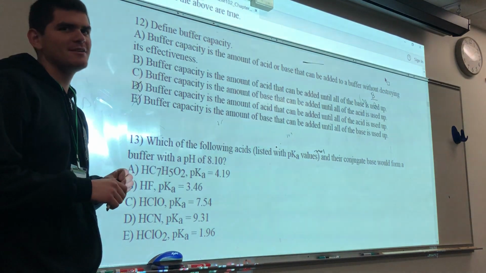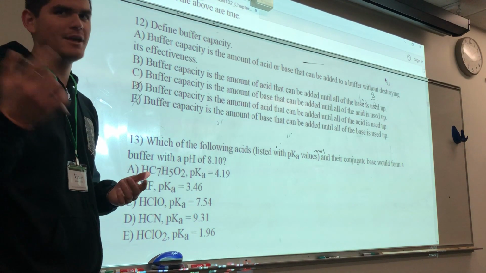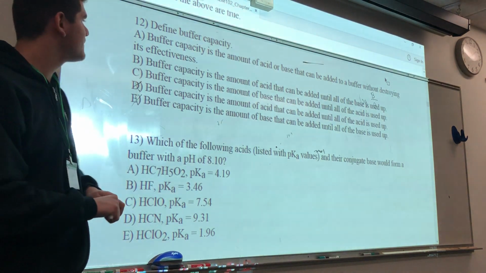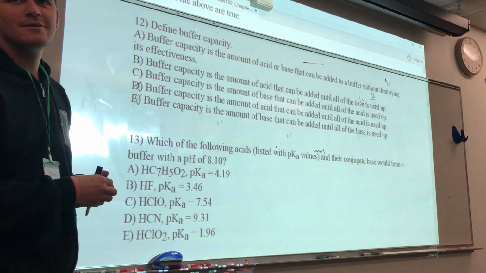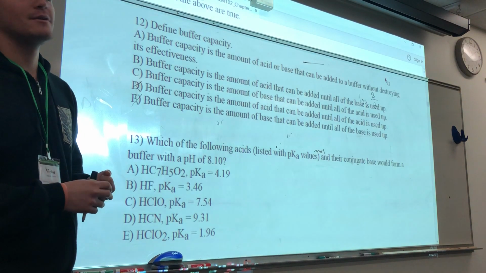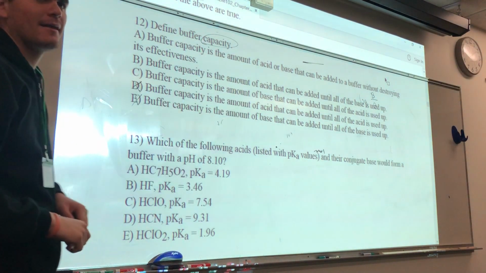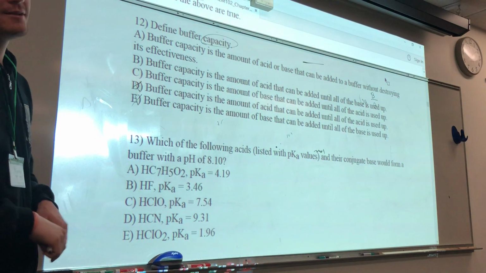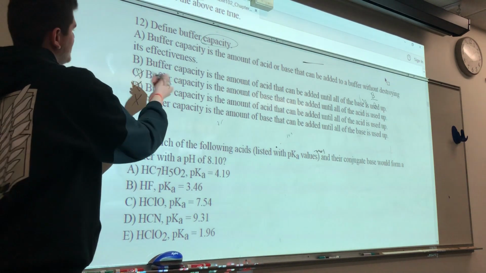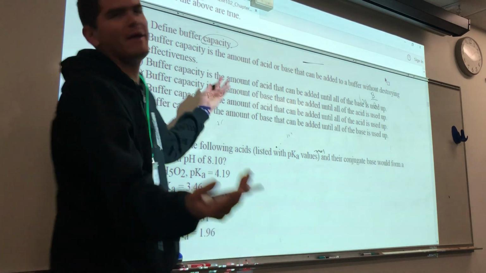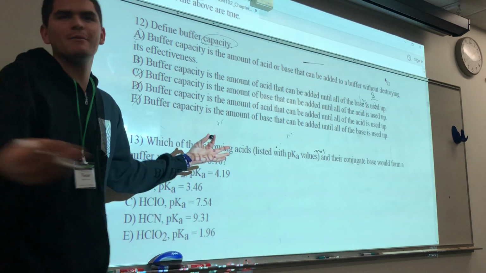Maybe? Okay, let's go. Buffer capacity is the amount of base that can be added until all the acid is used up. How about the capacity? It doesn't specify base or acid. Yes, good, exactly. So it's got to be C, and B is the same thing, so it's A, right? The amount of acid or base that can be used up without destroying the buffer.